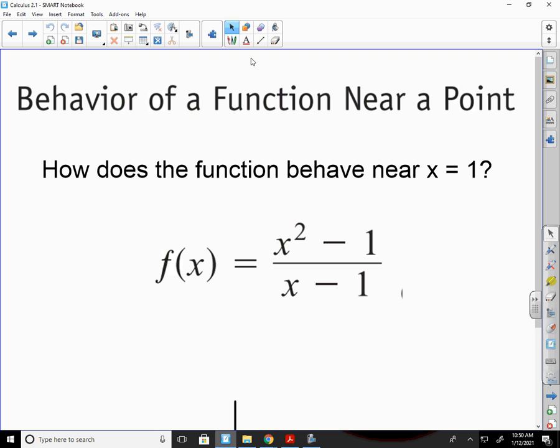And if I just try to solve this one, you're going to notice that I have x minus 1 in the denominator. Because that x minus 1 is in the denominator, this function does not exist when x equals 1. So x could not be equal to 1, because I would have 1 minus 1 in the denominator, giving me a 0. So what I need to figure out is how the function behaves near x equals 1.